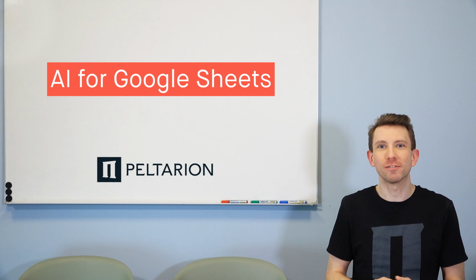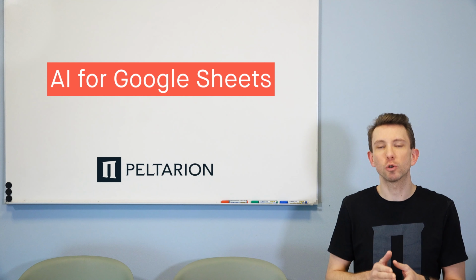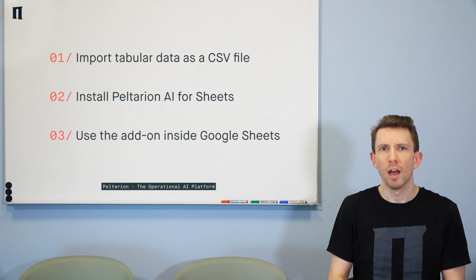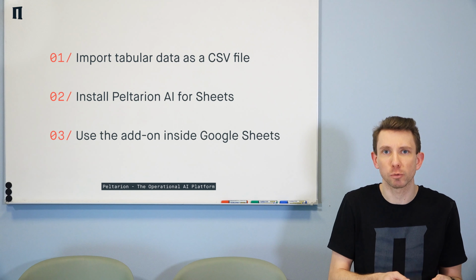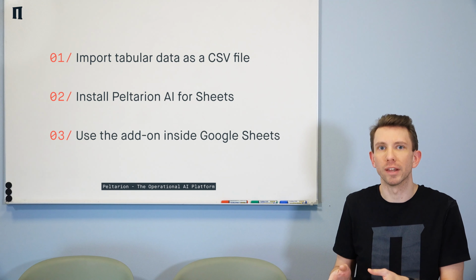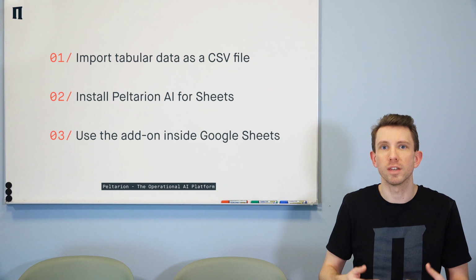Hey, welcome to this video tutorial about using Peltarion AI for Sheets add-on. AI for Sheets is an add-on that lets you use deep learning models inside Google Sheets. First, I'll show you how you can import existing data inside your spreadsheets to train a neural network. Then, I'll show you how to install and use the add-on itself.